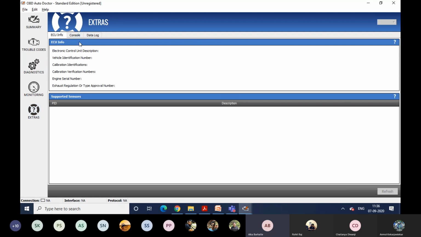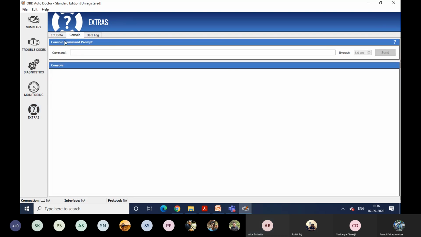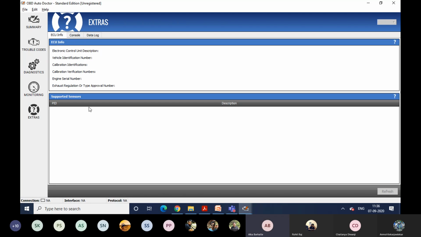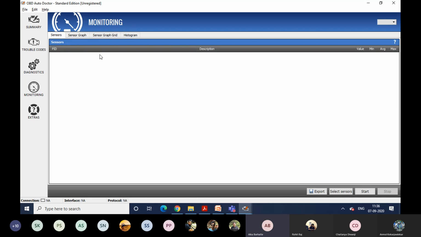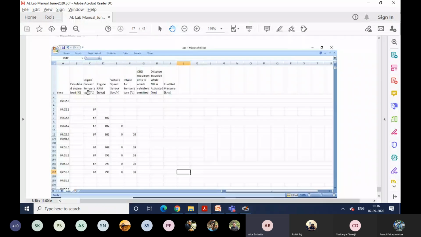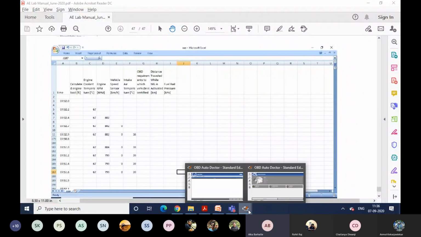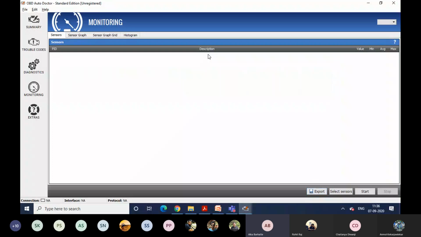Okay, so here you can see the issue-related description or information. And here it is the monitoring. So sensor graph, sensors, what sensor list it will give you. Here, in diagnostics, in monitor, you can observe all the Excel sheet or the readings related to your sensors. So this is one of the snapshots that has been taken from the same screen, which has been exported from this particular screen.